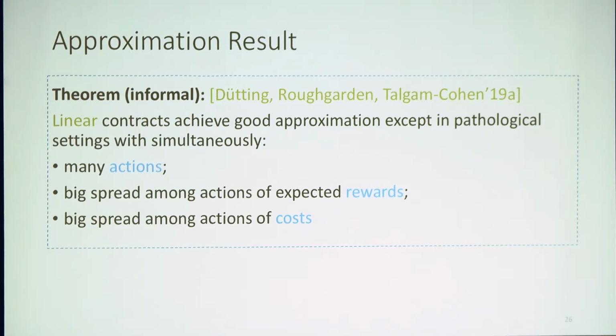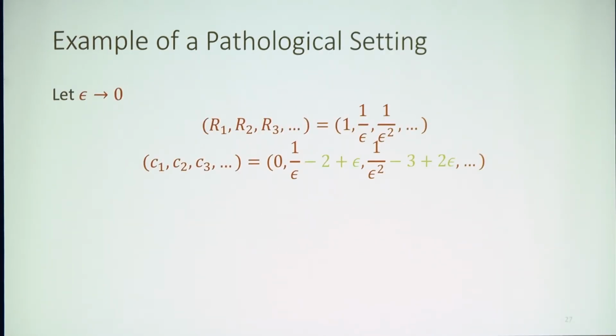Okay, so in particular, what are the kind of settings that I would call pathological? So here's one taken from the paper. It's a setting where we set up the expected rewards so that they are 1 over epsilon, 1 over epsilon square, 1 over epsilon cubed, and so on. Similarly, the cost will be 0, 1 over epsilon minus 2 roughly, 1 over epsilon square minus 3, and so on, where I send epsilon to 0. So both rewards and costs are exploding. They are tending to infinity at different speeds. And this is a setting which will be bad.